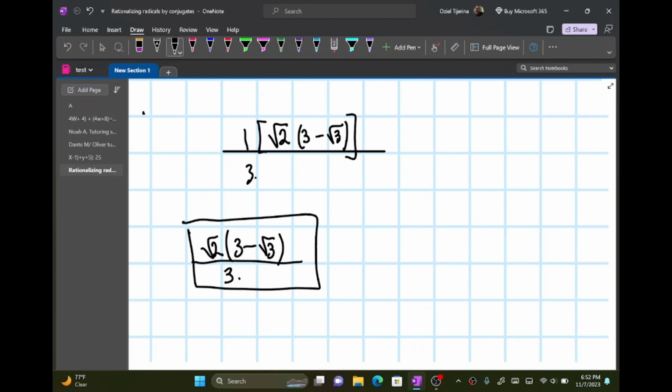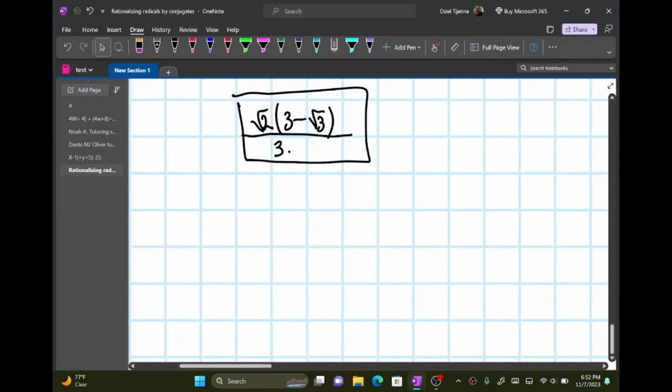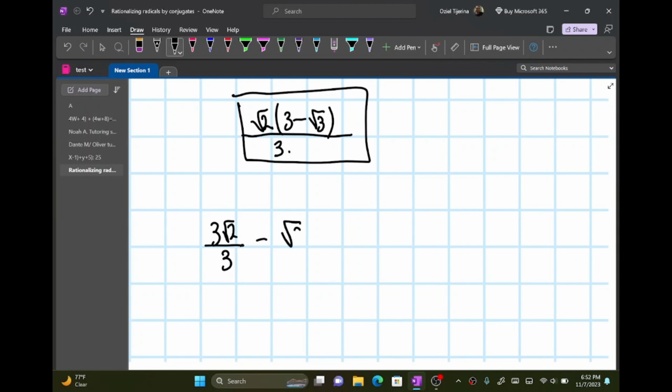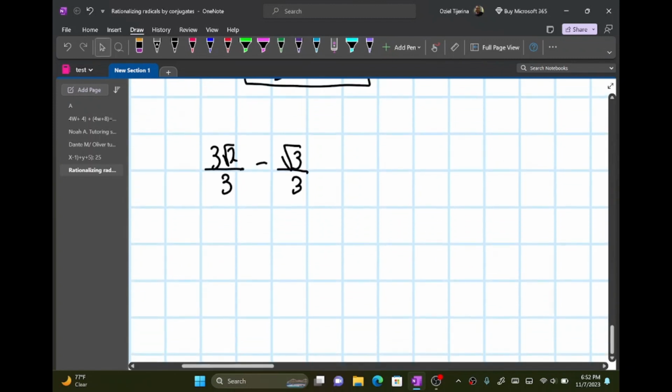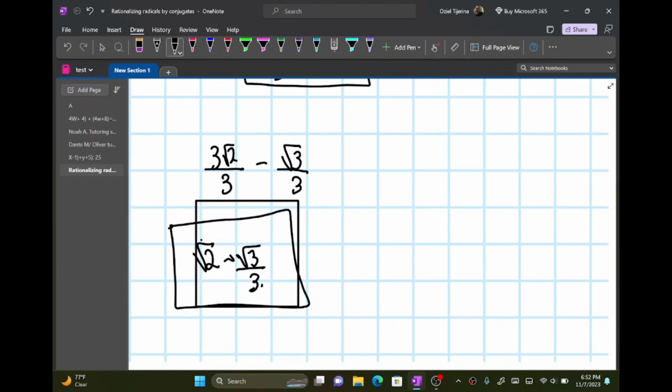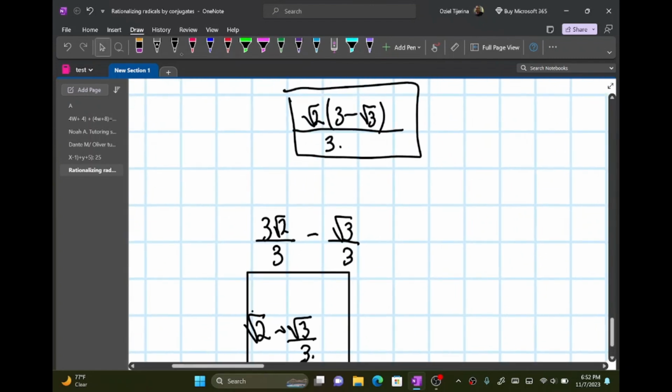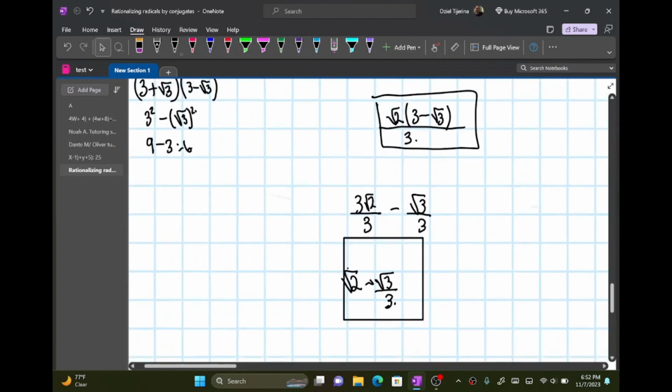You can also, if you want, say 3 square root 2 over 3 minus the square root of 3 over 3, and then just do the square root of 2 minus the square root of 3 over 3. It really doesn't matter. These are two different ways to write it, but that is how we do this one, guys.